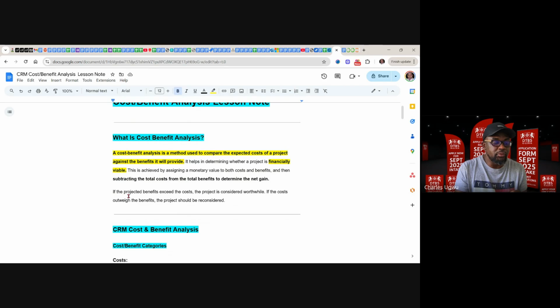So if the projected benefit exceeds the cost, then the project is considered worthwhile. But if the cost outweighs the benefit, the project should be reconsidered. Nobody tends to implement a project that is not considered beneficial.